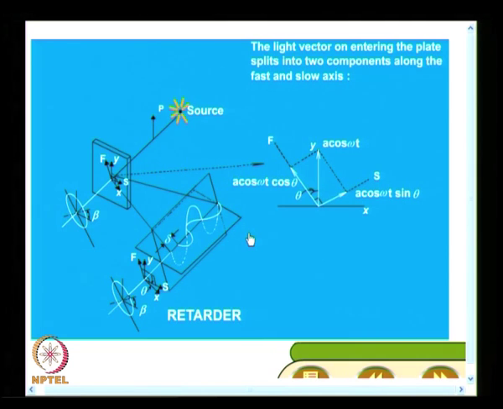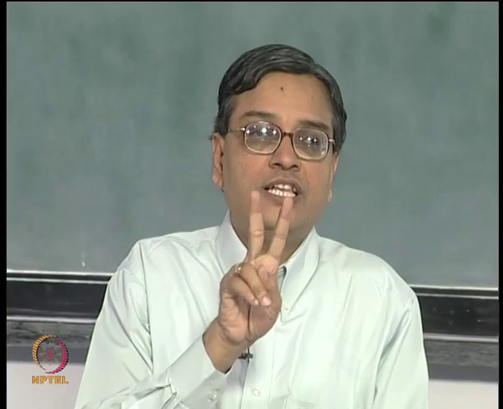So, these two operations I would like to first get the matrix representation. If I do that, it will make my life a lot simpler. So, that is the goal we will look at.